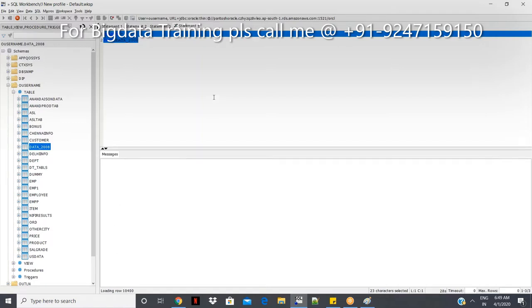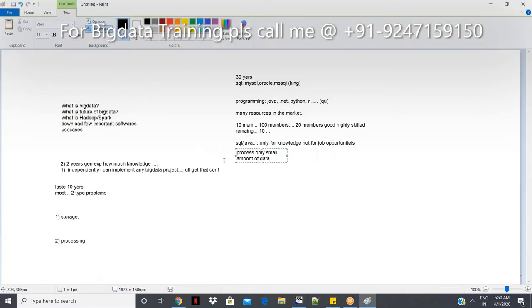This is only 8 million records, but take India's population, or the recent Delhi elections. In India you have 130 crore records, and in Delhi more than 3 crore members, I think. I'm not sure of the exact number, but I want to process that large amount of data. At that time, Oracle, MySQL and Java are not supportable.